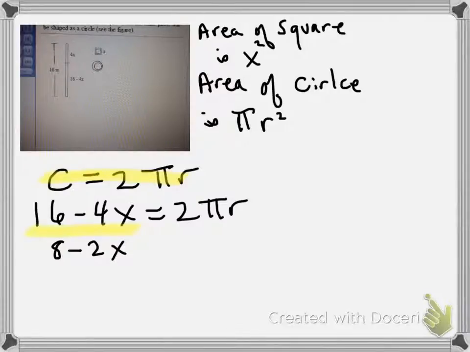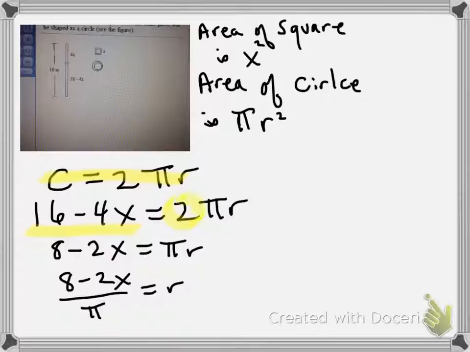Solve for the radius by dividing everything by 2 first. So we take this 2, divide everything by 2, and then divide by pi. So once we divide by 2, we get the 8 minus 2x, and then we divide by pi. So the radius of that circle, of that wire, is 8 minus 2x over pi.